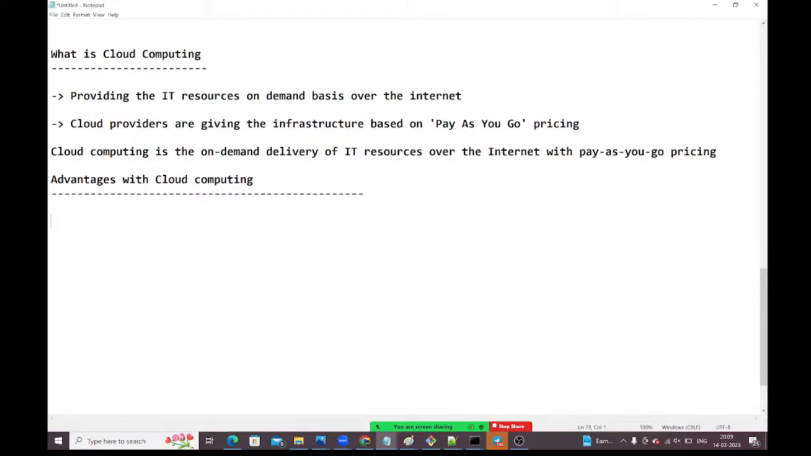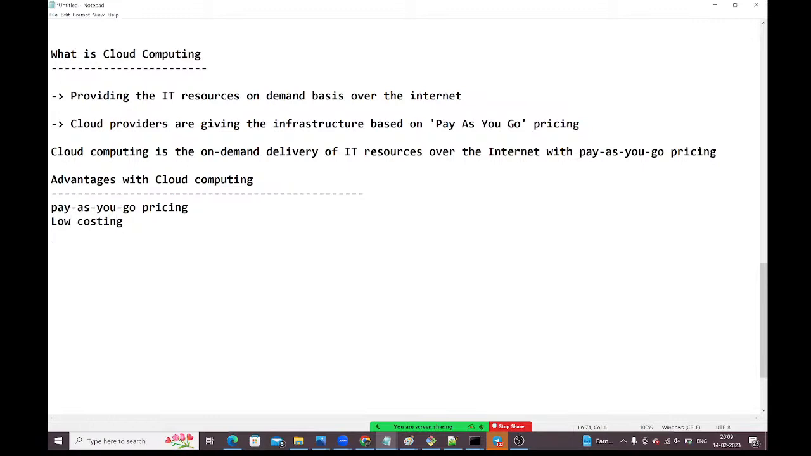Now here, first one, guys. The first advantage is pay-as-you-go pricing. Don't pay unnecessarily, and whatever you are using, only pay for that. That is one of the advantages we have. Second one is cost also very low, guys. Low costing.